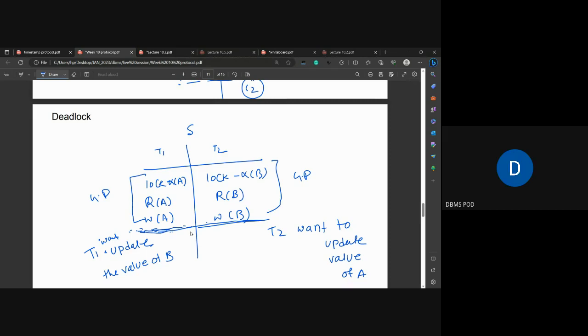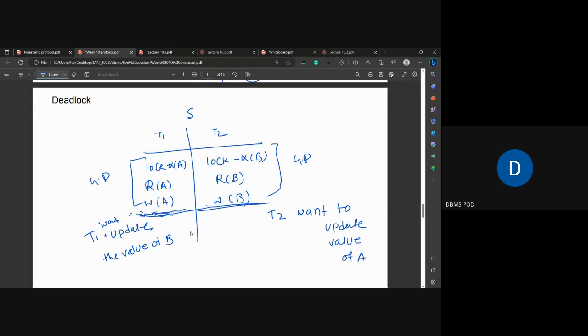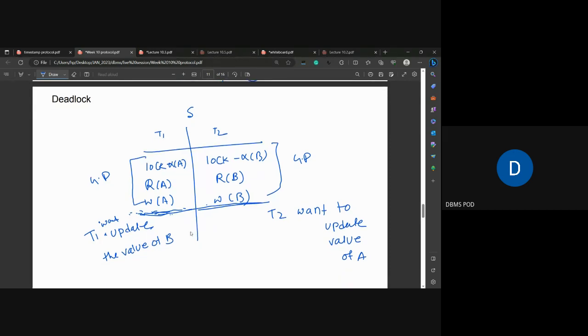One case may be possible, right? Suppose T1 acquires a lock on data item A, and T2 acquires a lock on data item B. Now T1 wants to update the value of B, and T2 wants to update the value of A. T2 cannot apply a lock on A because it is already acquired by T1, right? So in that case, both will wait, and then it will fall into the deadlock state.